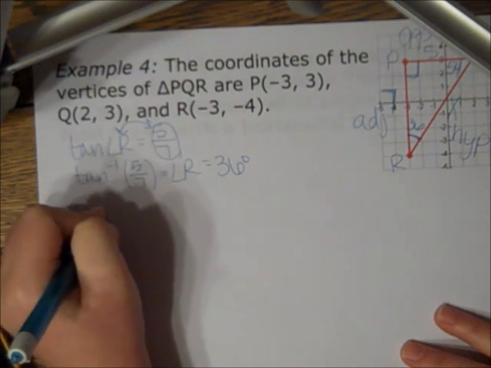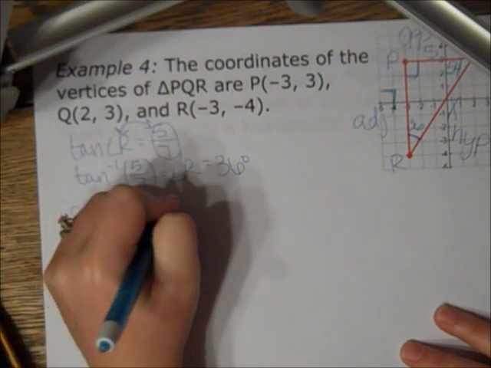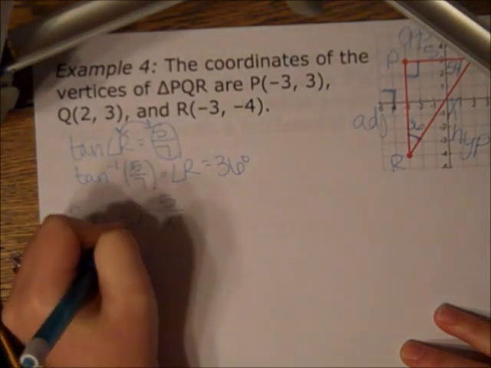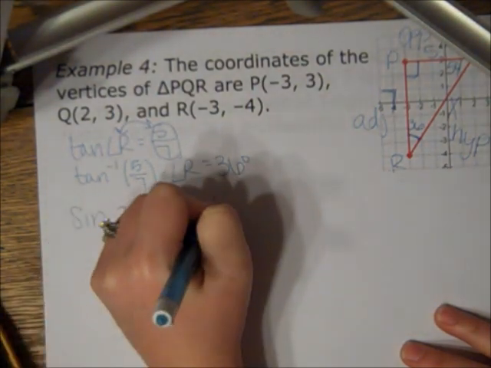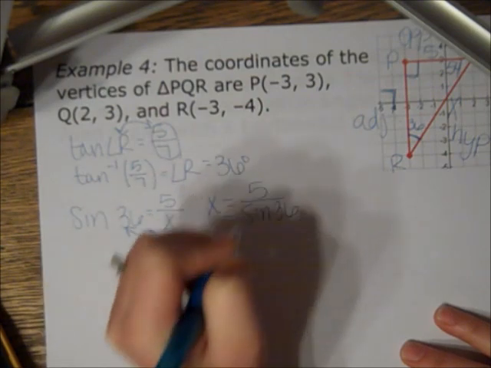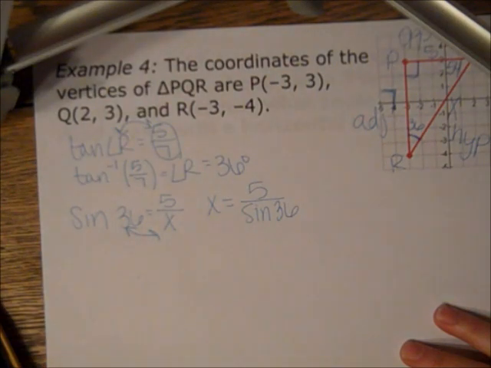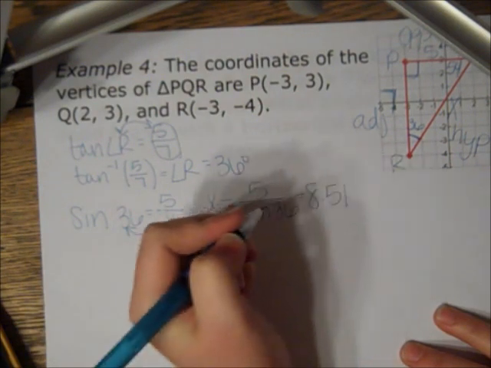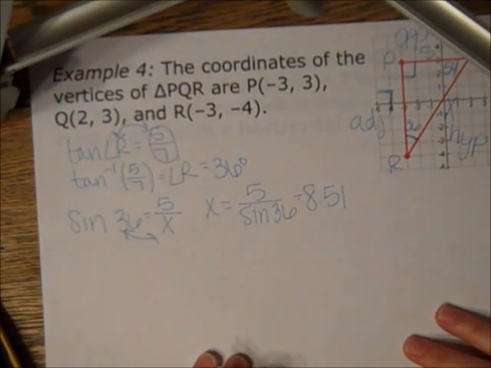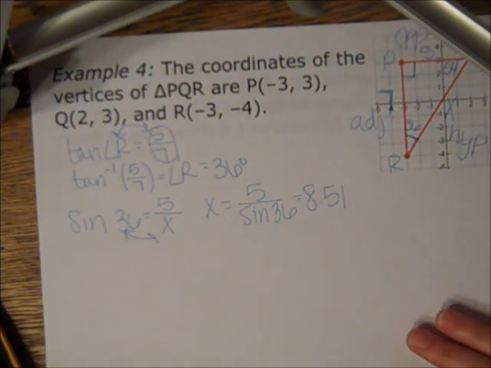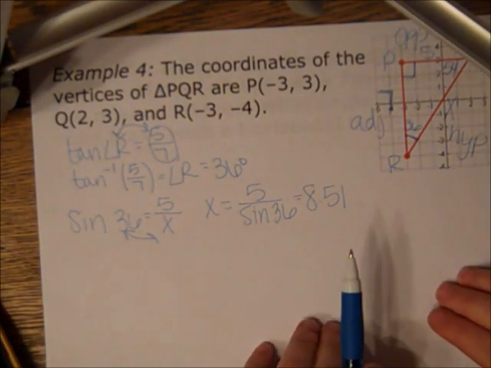So sine of 36 is equal to opposite over hypotenuse. The variable's on the bottom. So I'm going to switch and divide. So I'm just going to type 5 divided by the sine of 36. That must mean the hypotenuse is 8.51 units. And that is a reasonable answer. 5/7, the hypotenuse should be the biggest. So 8.51 seems to be a good one.